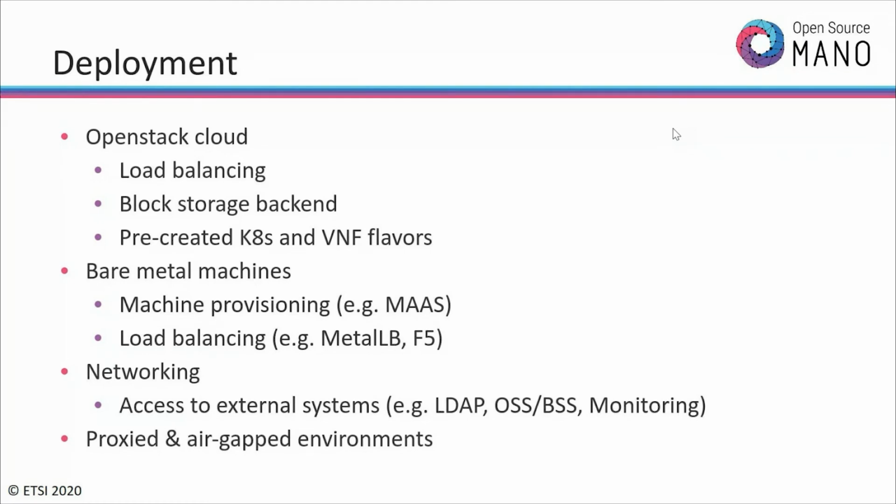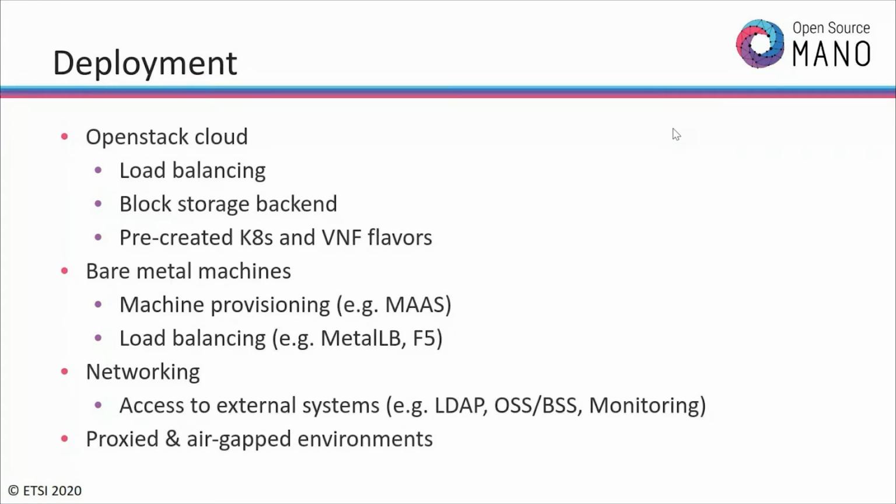And then for bare metal machines, something to consider is how to do the machine provisioning. We are using MAAS, so Metal as a Service, which is highly reliable to provision machines, and it's becoming more and more used in the industry to do bare metal provisioning. And then you also need to consider how to do the load balancing with tools like MetalLB or F5.